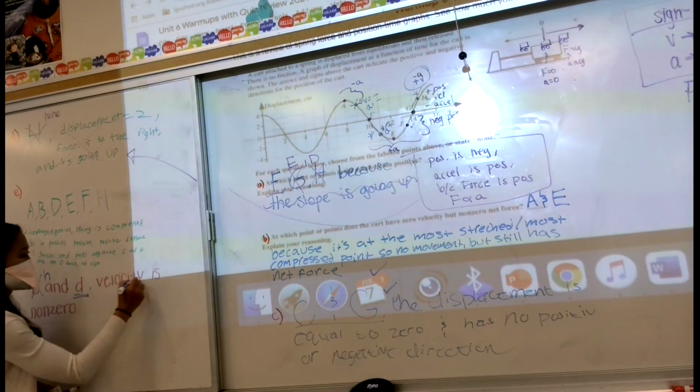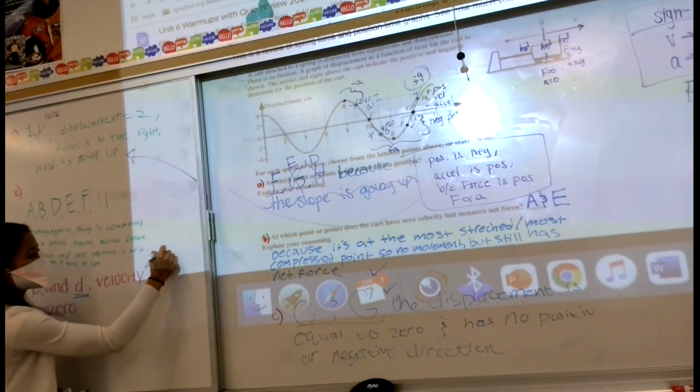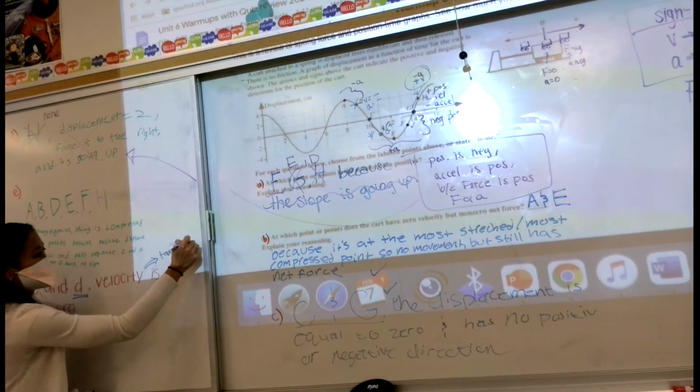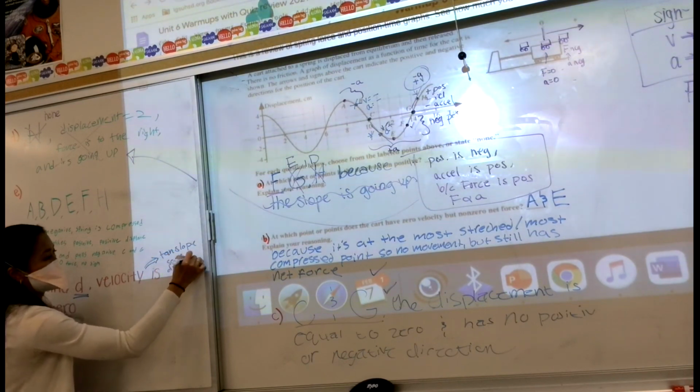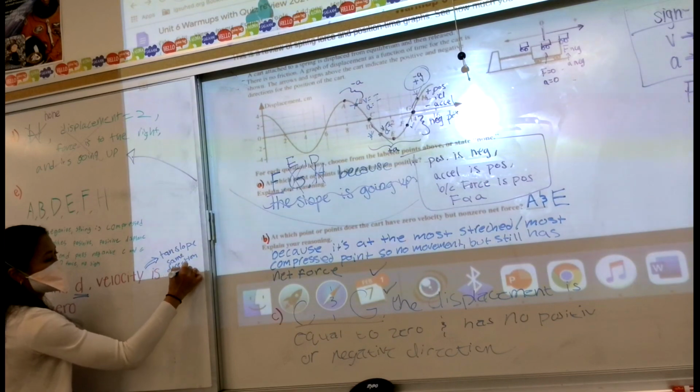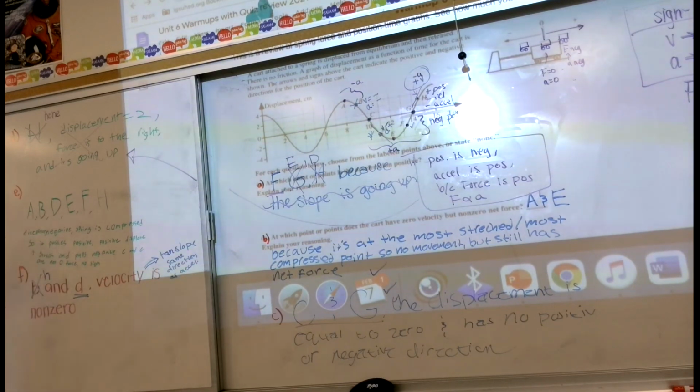You want the slope, tangent slope, same direction as acceleration or force.